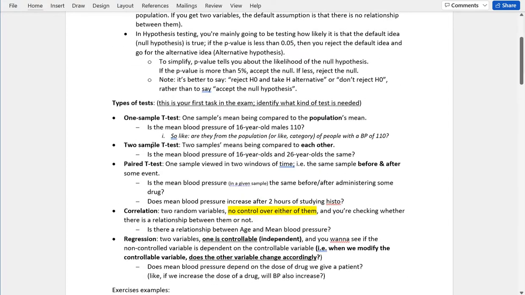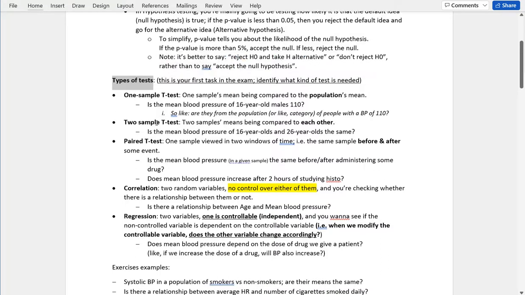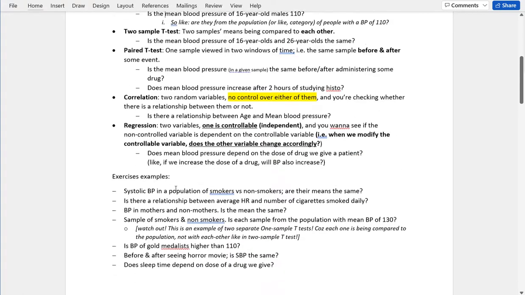You've got to understand this. You've got to understand types of tests and recognizing types of tests. Each one of them has a keyword. So even if you don't have a keyword or a key concept, just practice and you'll find that it's actually very, very doable. It's very easy. You just got to get used to it.